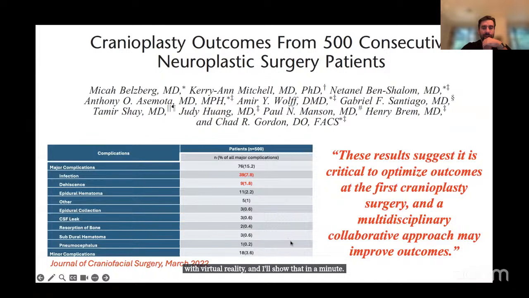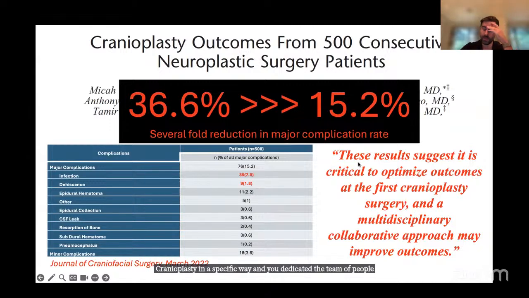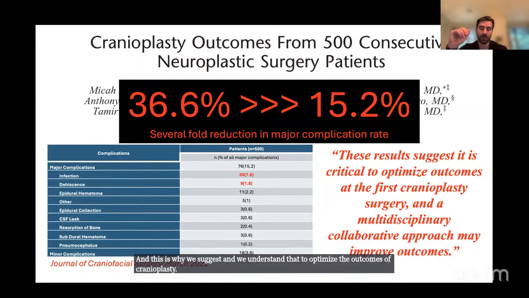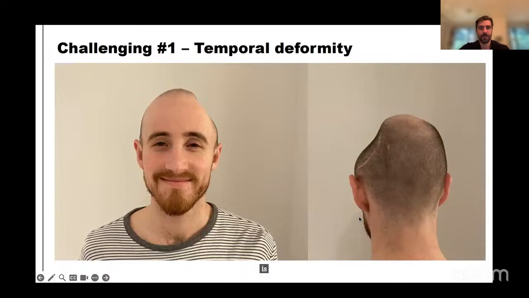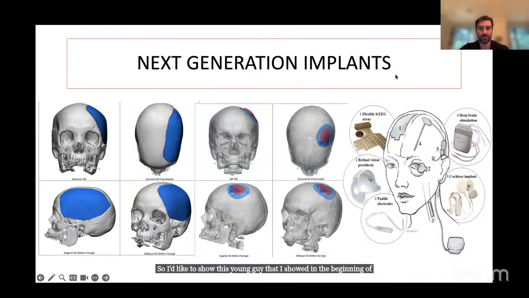So when we look at a 500 cranioplasties outcome, we found that when you do the specific cranioplasty in a specific way and you dedicate a team of people, we reduce the complication rates from 36% in the literature to 15%. And this is why we suggest, and we understand, that to optimize the outcomes of cranioplasty, a multidisciplinary collaborative approach is needed. So I'd like to show this young guy that I showed in the beginning of the presentation.